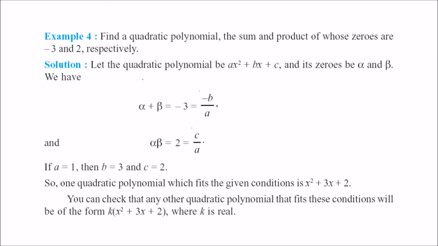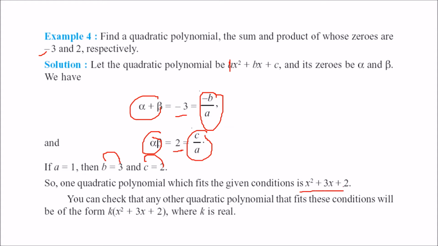And one more question is there. We have to find the quadratic polynomial, the sum and product of whose zeros are given like this. So alpha plus beta is given as minus 3, alpha into beta is given as 2. Equate it with minus b by a and c by a and just solve it. If of course we take a equal to 1, then b equal to 3, c equal to 2. So this is x square plus 3x plus 2.